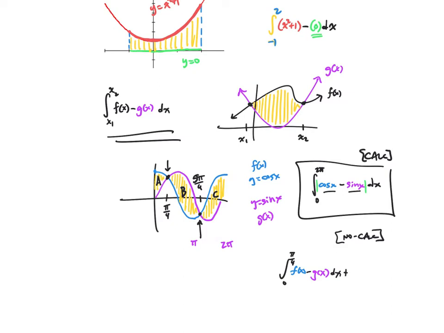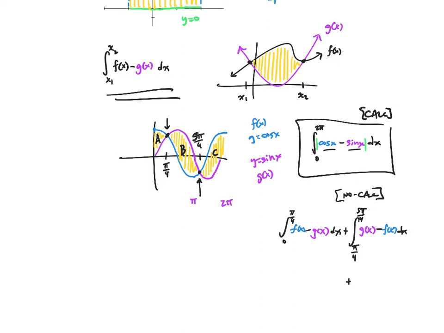Plus, now in the second interval, from pi over 4 to 5 pi over 4, you could do this a couple different ways. You could flip the two, so you could take g of x minus f of x. That would negate the sine. That's also an option. And then in the third integral, I just go back to what I did with the first integral expression, which is go from 5 pi over 4 to 2 pi of f minus g. I'm starting to get a little bit lazy with my notation here, so don't do that. I'm trying not to, but it's just a lot of writing.